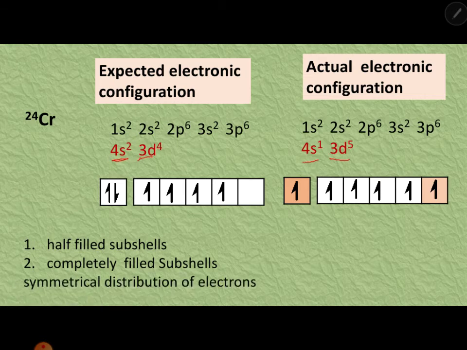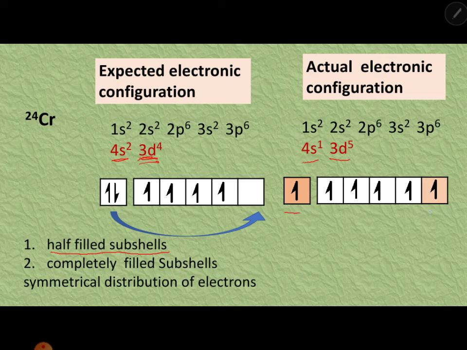Now come to the electronic configuration of chromium. According to the expected electronic configuration, there are 4 electrons in the 3d subshell. If it had one more electron, it would become a half-filled subshell and hence more stable. So to attain this stable electronic configuration, it borrows 1 electron from the 4s subshell. This transfer of an electron is possible because the energy difference between 4s and 3d is small.